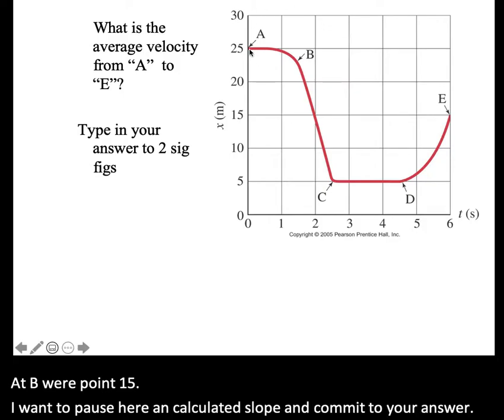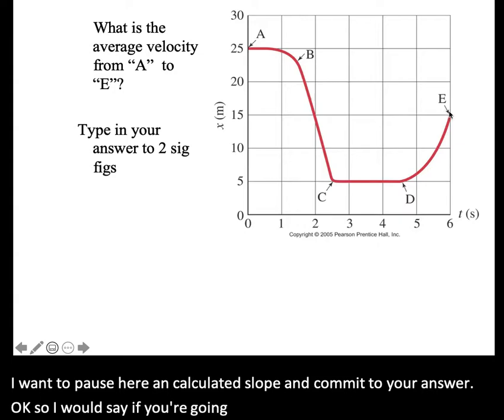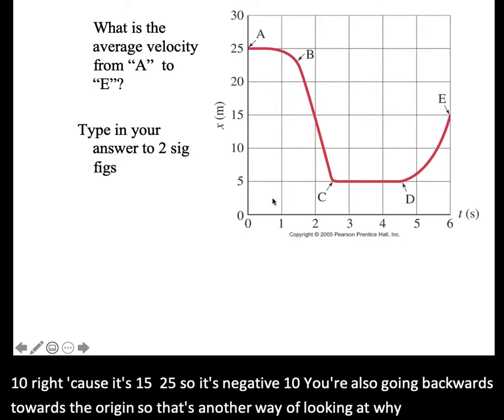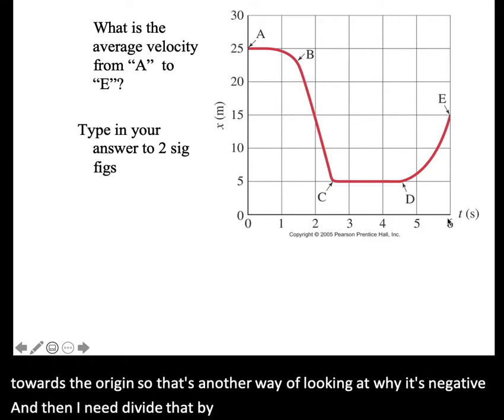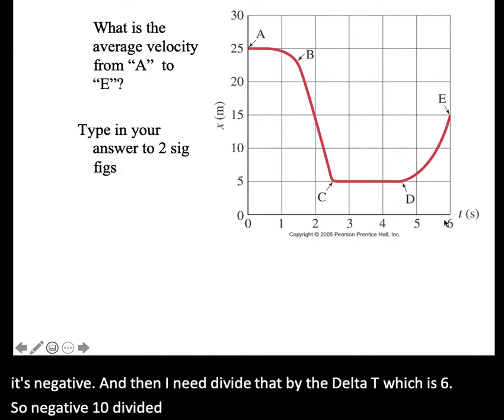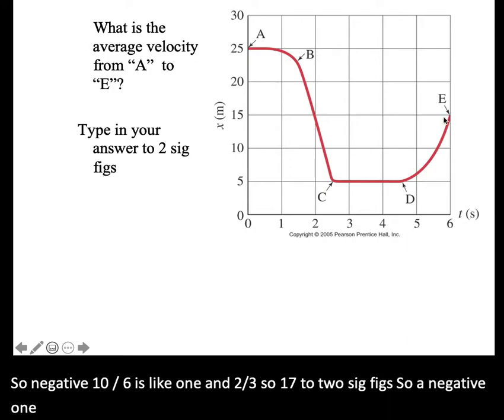Okay, so I would say if you're going from 25 to 15, that's a delta x of negative 10, right? Because it's 15 minus 25, so it's negative 10. You're also going backwards towards the origin, so that's another way of looking at why it's negative. And then I need to divide that by the delta t, which is 6. So negative 10 divided by 6 is like 1 2/3, so 1.7 to 2 sig figs. So a negative 1.7 meters per second.